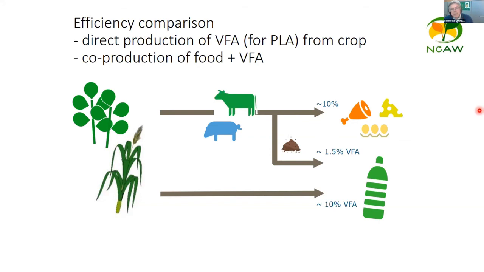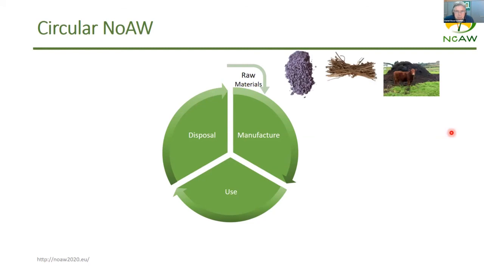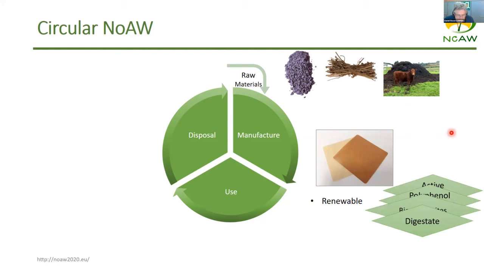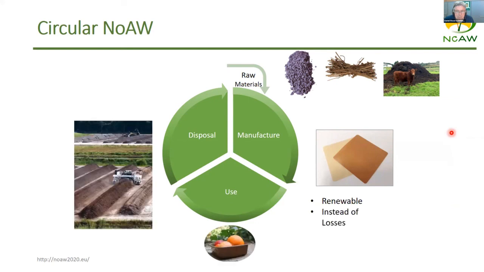And the last slide is on NoAW circular activities. We have raw materials on one side to manufacture, then we have the use of renewable materials, and we produce, instead of losses, a lot of new products and services on the right side. So it's very, very important to accelerate our activities, and not only that, but to consolidate our technologies more and more. Thank you very much.